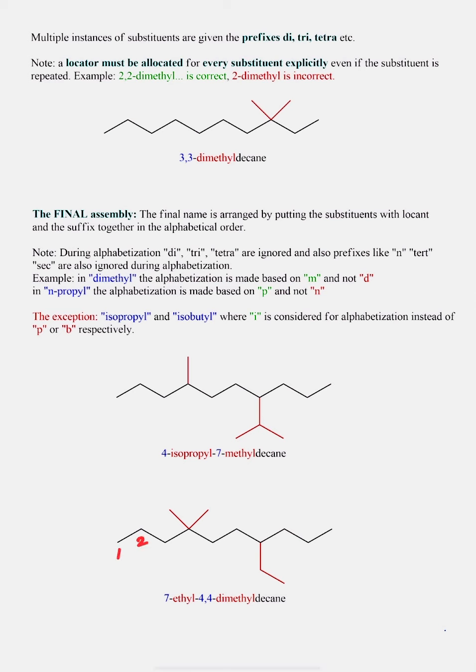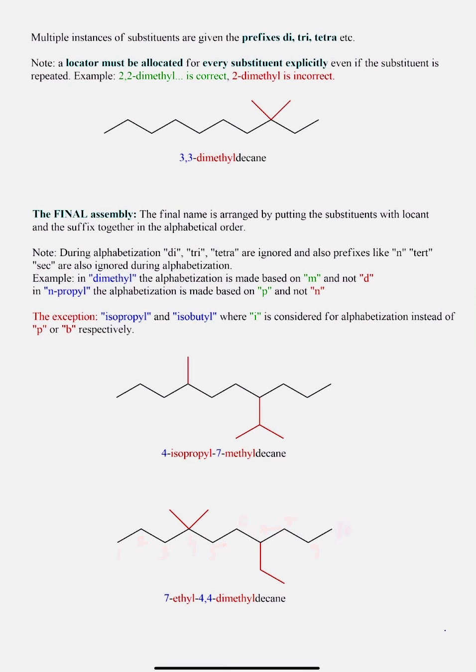If I number, this is the longest chain with 10 carbons. We have two substituents at carbon 4 and one substituent at carbon 7. Two methyl groups on carbon 4 and one ethyl group on carbon 7. Now if I apply the lowest sum rule, what do I get? You get 4 plus 4 because methyl is attached twice there, plus 7. So it's 7 plus 4 plus 4, which is 7 plus 8, and that is 15.